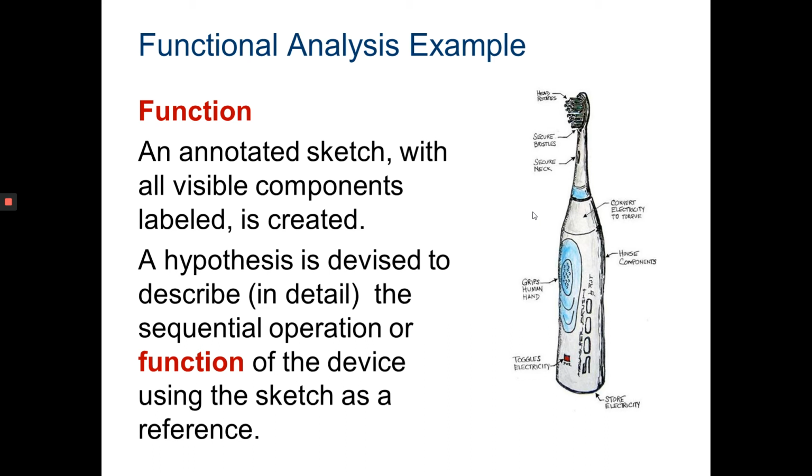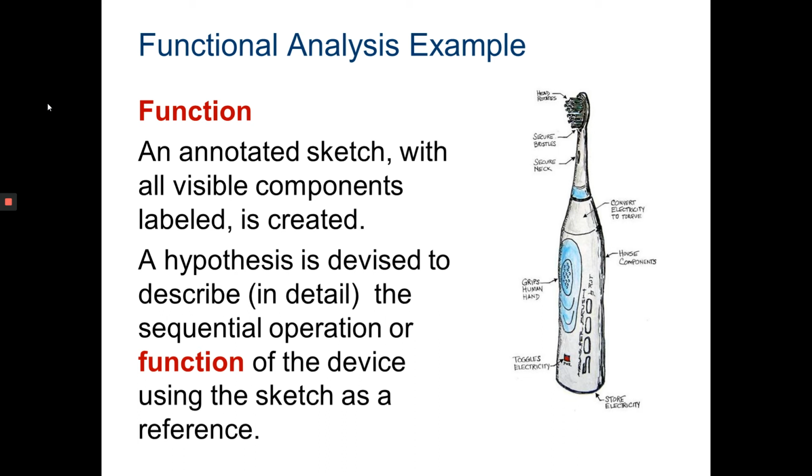But here's what it is. It's an annotated sketch. So basically they did the sketch and then they labeled it. That's what annotation stands for. So if you look on the right-hand side, you can see that they write about the head with the bristles and the rotation. There's a neck that's secured to it. They know that if they look inside of this device, that there's electricity being converted somehow into torque. They call it torque. So some kind of twisting motion.